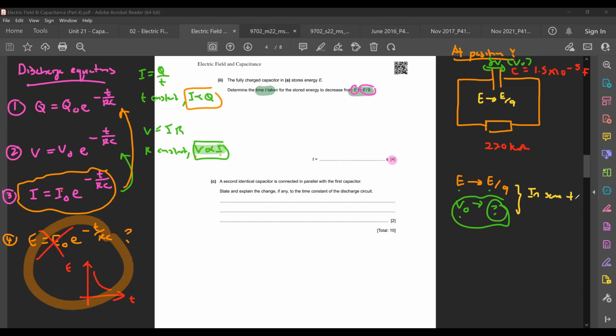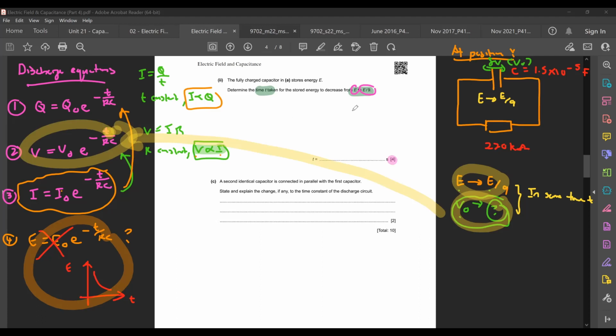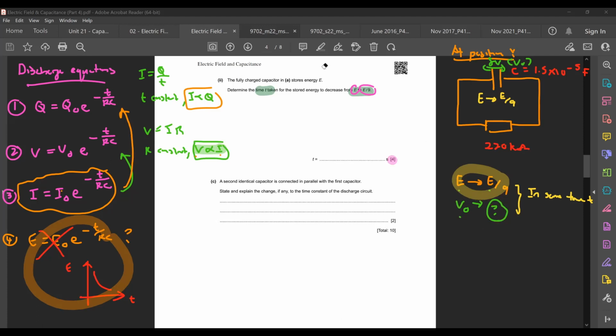In the same time t. If you are able to work out how the voltage is changing when this energy is changing, you can actually make use of this equation right over here to find out the time t. So that is what you want to do here right now. You are relating the energy change with your voltage change.